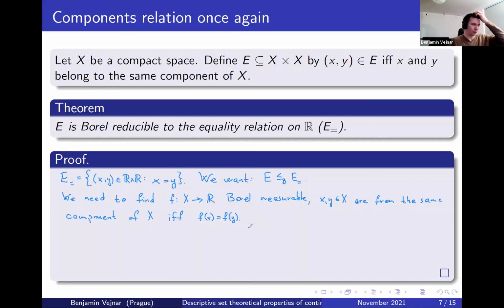Okay, so how can we find such a Borel measurable mapping? Well, first of all, note that we already observed that if we consider a quotient space X over E, then this one is zero-dimensional. And we denote by Q the corresponding quotient mapping.